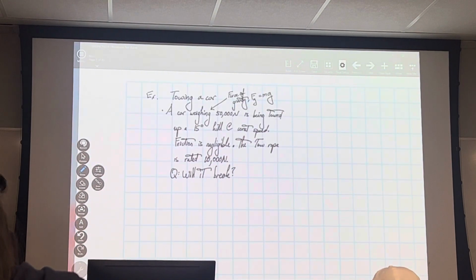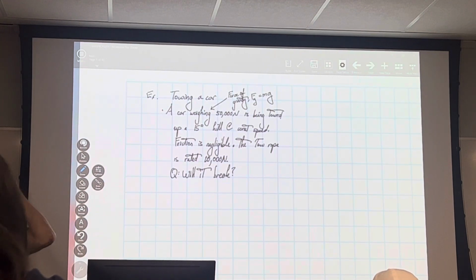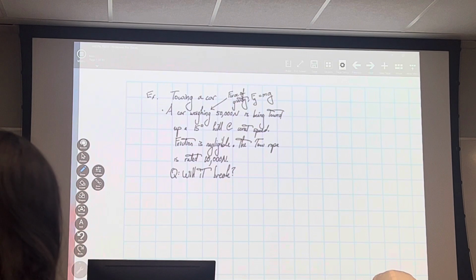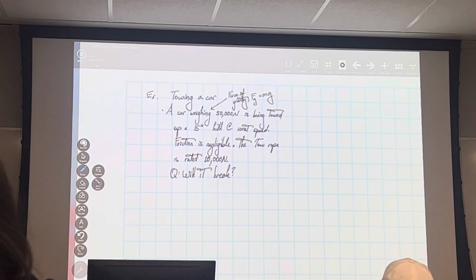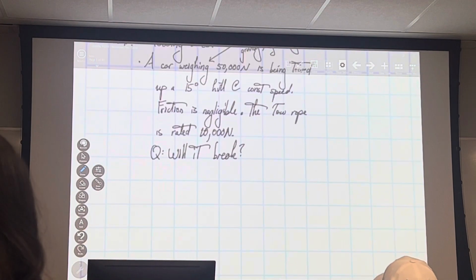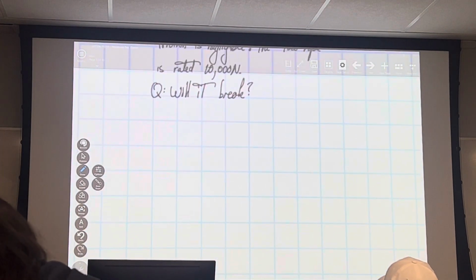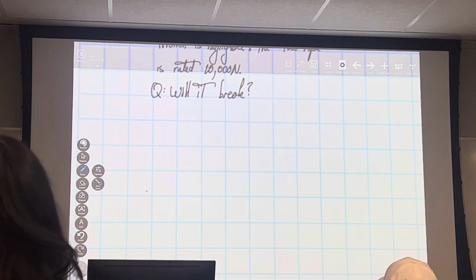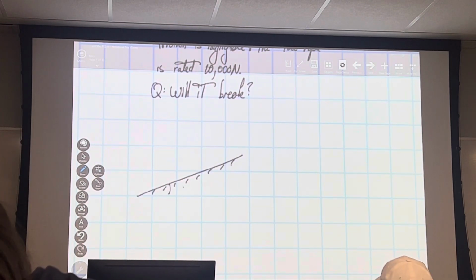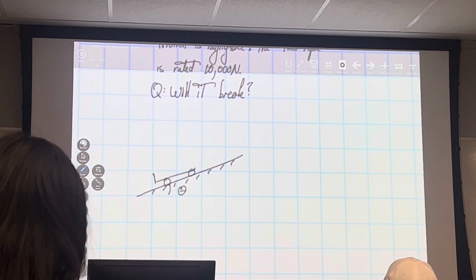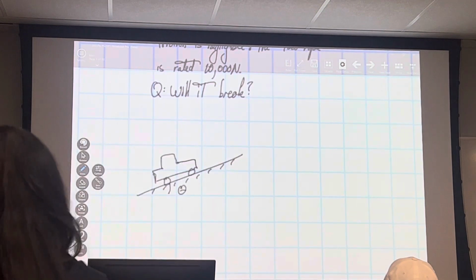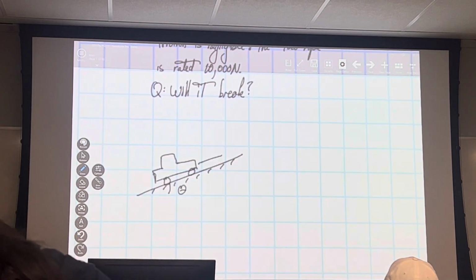So you're towing a car uphill. It weighs 50,000 newtons and it's going up an incline of 15 degrees at constant speed. If friction is negligible and the tow rope is rated for 10,000 newtons, we want to know, is this rope going to break? So we begin by sketching a scenario. That is going to be our surface, that is going to be theta, and we just sketch our car.